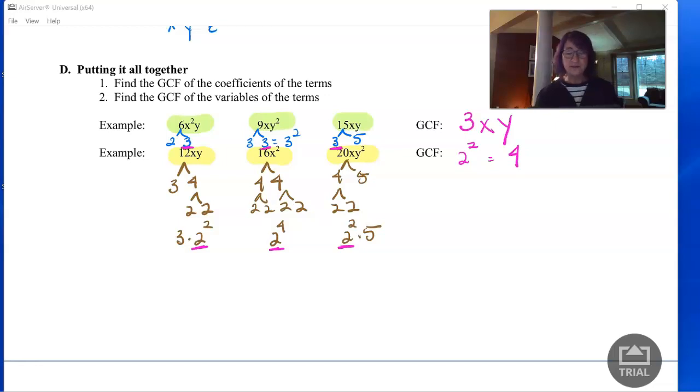Now let's look at the variables. I have an x that's common to all three. X to the first is my smallest. Then I look at my y's. My y is missing from that middle expression, so it cannot be part of my common factors, okay, because it's not present. A y would need to be present in all three. All right, so now let's go ahead and move on.